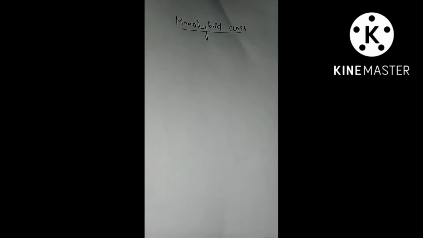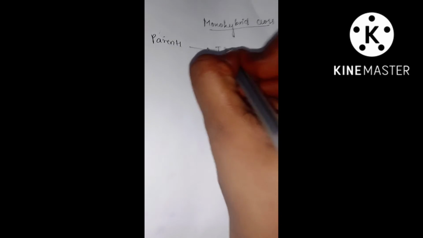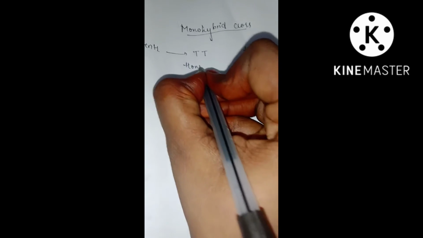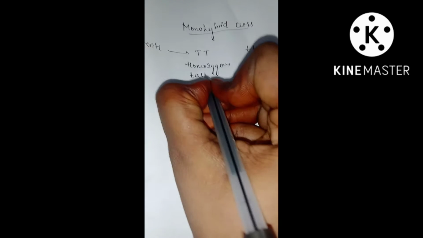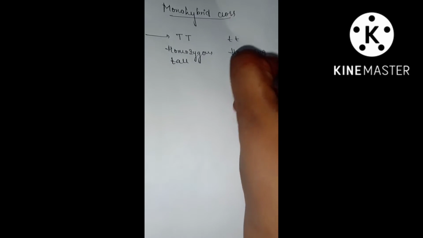Today we are going to learn about monohybrid cross. In this monohybrid cross, we are taking pea plants of two types, having genotypes capital T and small t. Capital T is a homozygous tall plant, and small t is a homozygous dwarf plant.